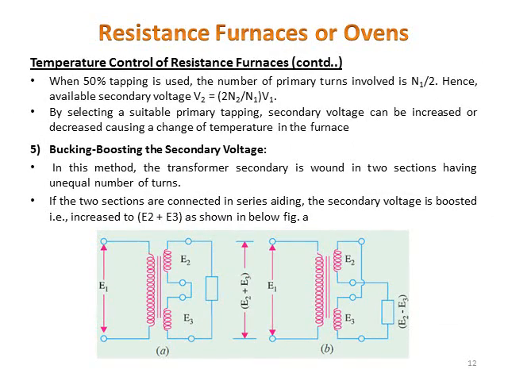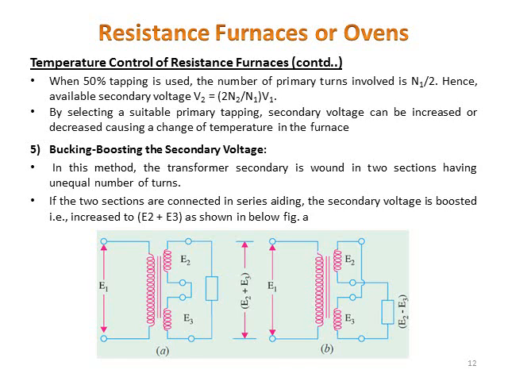When 50% tapping is used, the number of primary turns involved is N1 by 2. Hence, available secondary voltage V2 is equal to 2 times N2 by N1 into V1. By selecting suitable primary tapping, secondary voltage can be increased or decreased, causing the change of temperature in the furnace. So, by varying the primary voltage, we are controlling the temperature in the furnace.